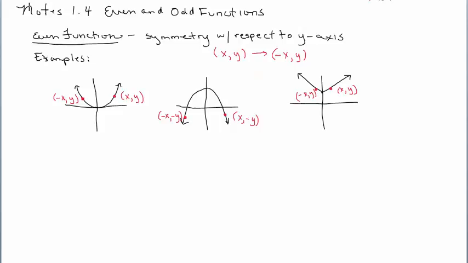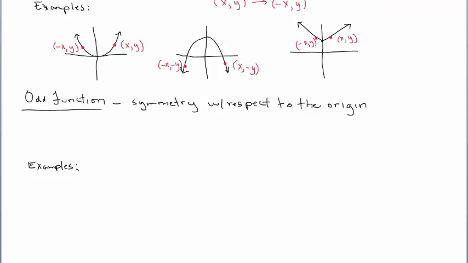All right, now we're going to look at an odd function. So an odd function, you might be thinking, well, that might be symmetric with respect to the x-axis, but actually it's not. An odd function has symmetry with respect to the origin. Well, exactly what does that mean? Well, that means that if there's symmetry with respect to the origin, there's two symmetries that have to take place. The graph has to be symmetric. You have to be able to reflect over the x-axis and the y-axis.